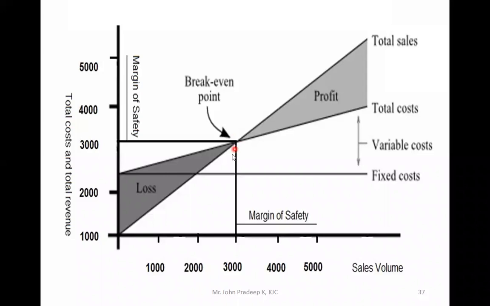So now for this company, what are the break-even sales? It is 3,000 units. If they want to break even, they have to sell 3,000 units, and in rupees also it is 3,000. Got it? So that is break-even sales.